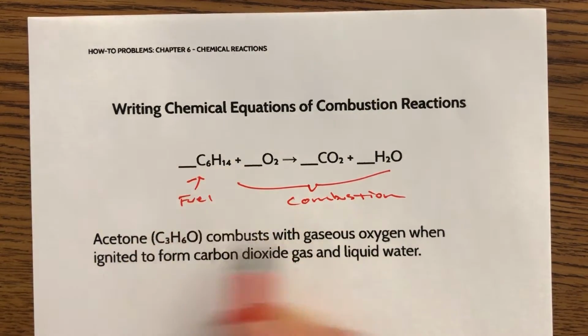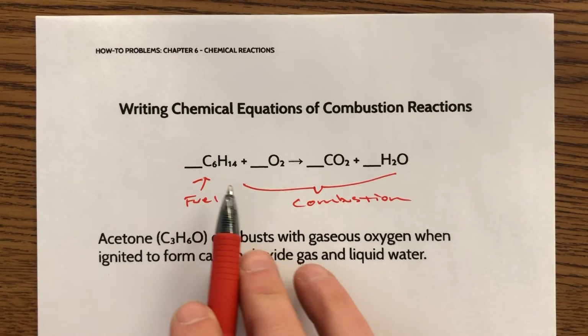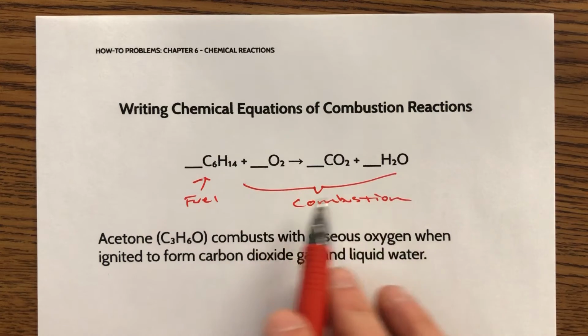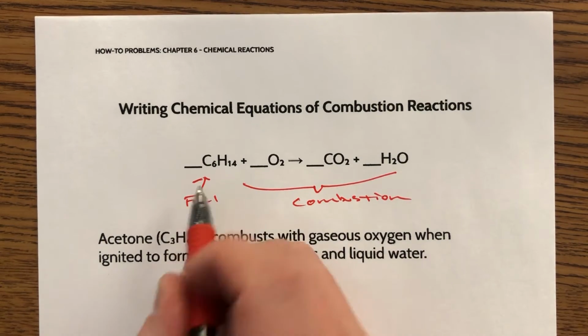Now, our fuel will vary depending on what we're burning. It could be gasoline, it could be a candle, acetone. When we're working in the lab and we're using a Bunsen burner, it's going to be methane. So our fuel will change, but the rest of the equation will stay the same for combustion. So let's write this out.